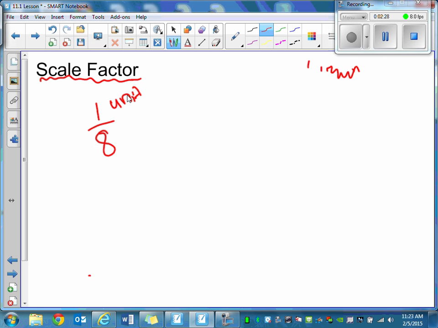So for every 1 unit on the model, I'm just saying unit because it could be centimeters, feet, inches, meters, whatever, that would represent 8 units in real life, or whatever the real life picture is here.